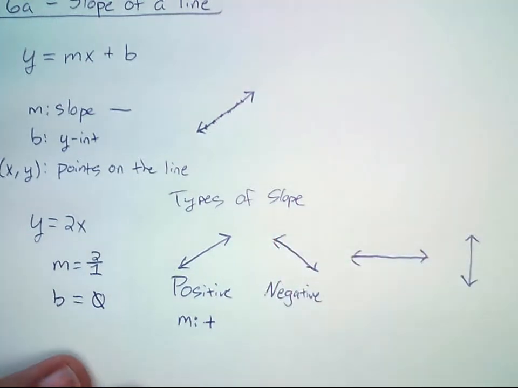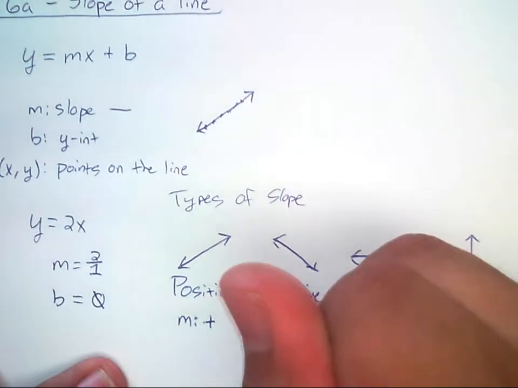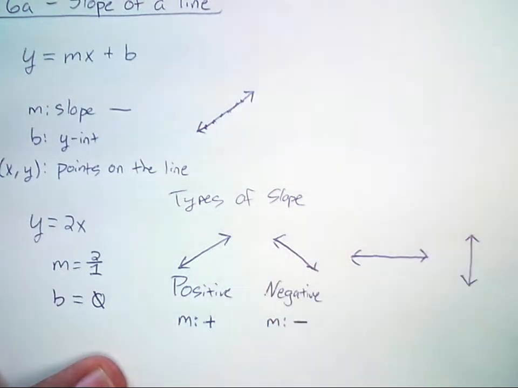Think of that like the avalanche coming down the mountain. Most avalanches, actually like 99% of them, are bad. And in this case, m would be negative. It'd be a negative number to come down.